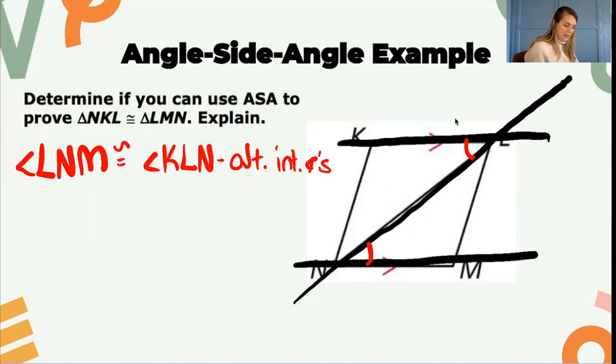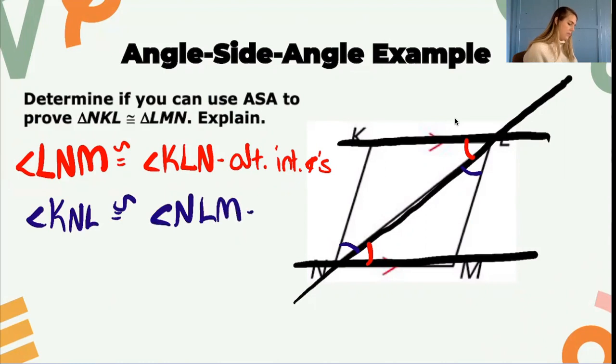Looking at the other side, we can go ahead and also say that angle KNL is congruent to angle NLM because of the same thing. So I have my two angles marked. So what I care about is this line that's in between those angles.